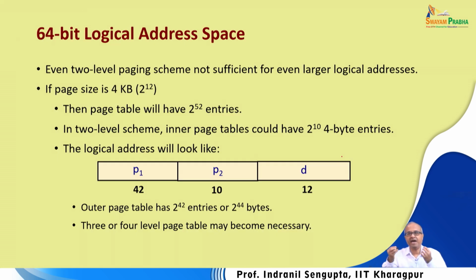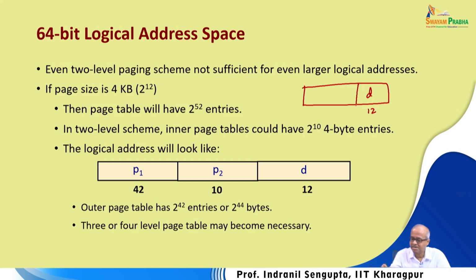Now, if the address size is even larger, let us say 64 bits, then if you simply make a division, let us say 4 kilobyte page size, the offset D will be 12 bits and the page number will now become 52 bits, very large, 2 to the power 52 entries, extremely large. So, even with a 2 level page table, the table will become very large. So, 2 levels will not be sufficient, you need multi level page tables now.